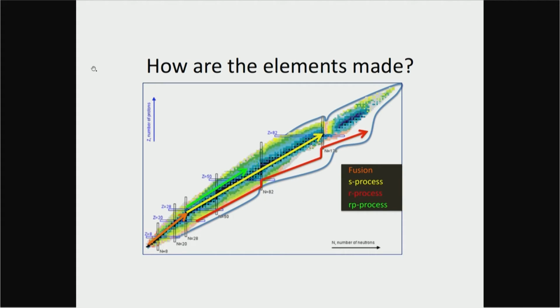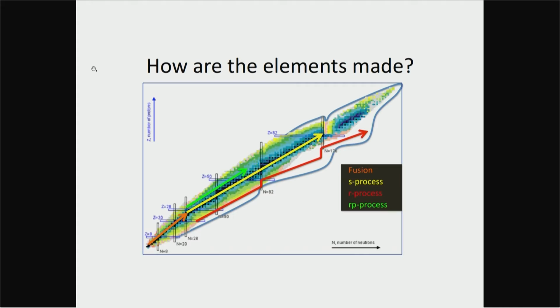Then we have the S process, which is our yellow line here. S stands for slow neutron capture. Basically, there are enough neutrons around that the nuclei close to stability are capturing them, then decaying back to stability and repeating the process, slowly climbing up the chart.